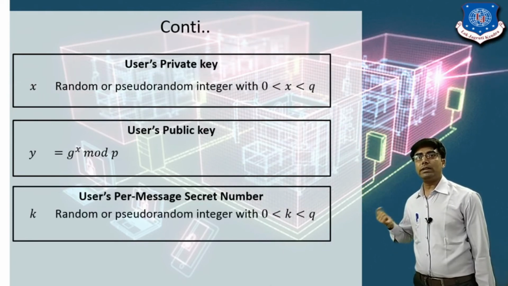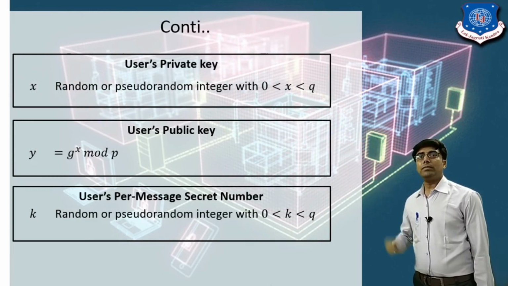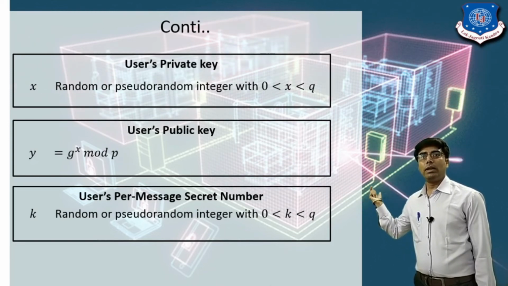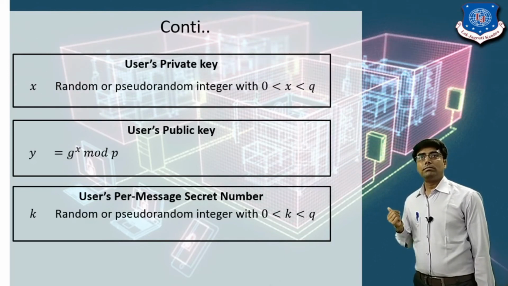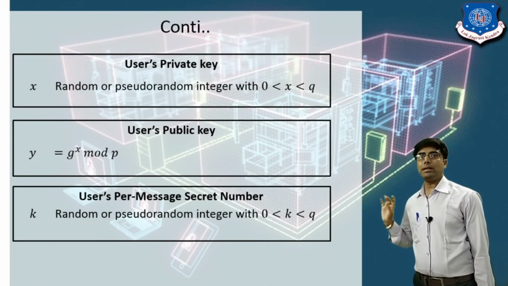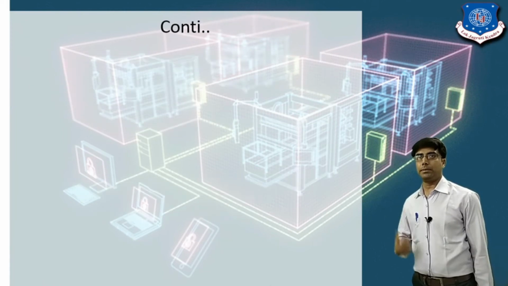Now the user per-message secret number, which means you have to generate the key k. The key k is a random or pseudo-random integer, and k should be between 0 and q. These keys are generated at the sender side: first the user's private key, the user's public key, and the user per-message secret number.